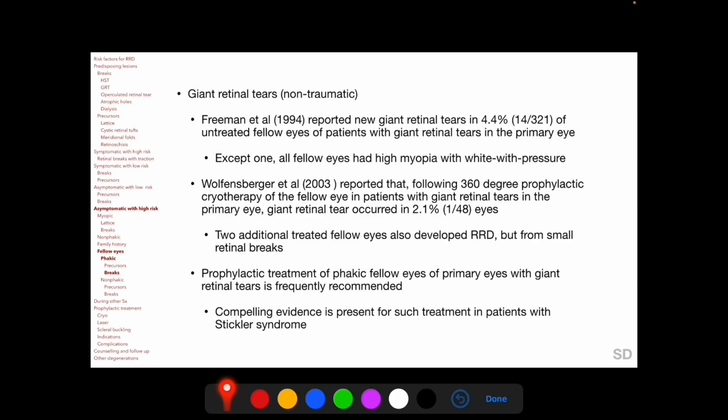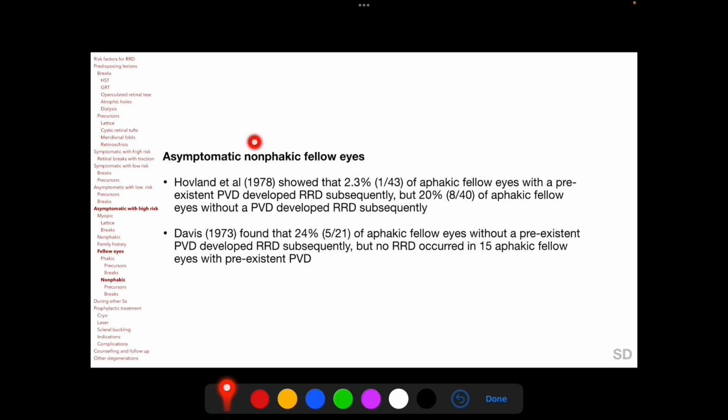Freeman et al. reported new giant retinal tears in 4.4% of untreated fellow eyes of patients with giant retinal tears in the primary eye, and Wolfensberger et al. reported that following 360-degree prophylactic cryotherapy of the fellow eye in patients with giant retinal tears in the primary eye, giant retinal tear occurred in 2.1% of these treated fellow eyes. So prophylactic treatment of phakic fellow eyes in patients with giant retinal tears in their primary eyes is frequently recommended, and there is compelling evidence for such treatment in patients with Stickler syndrome, which we have described in the previous session. Then we come to non-phakic fellow eyes.